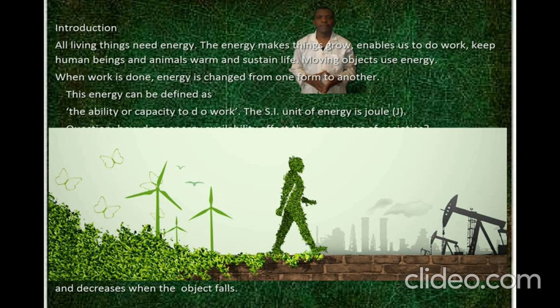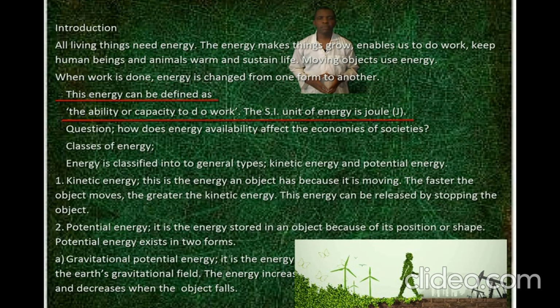Energy, value and uses. All living things need energy. The energy makes things grow, enables us to do work, keeps human beings and animals warm, and sustains life. Moving objects use energy. When work is done, energy is changed from one form to another. This energy can be defined as the ability or capacity to do work. The SI unit of energy is joules.